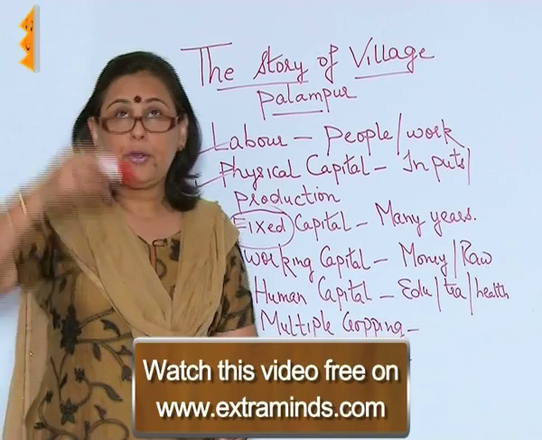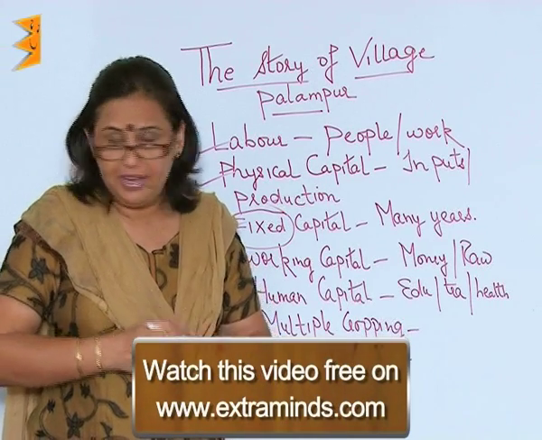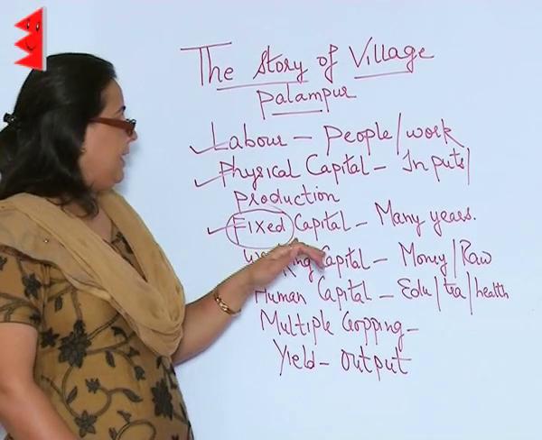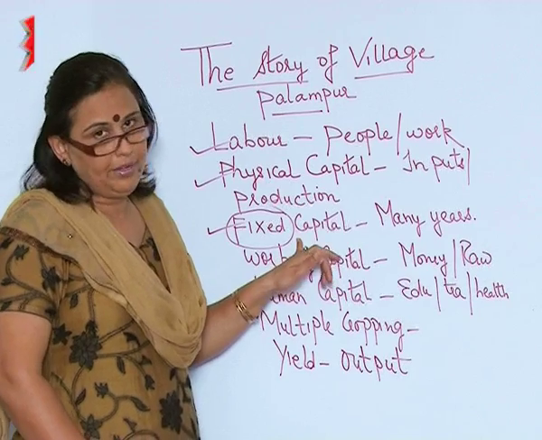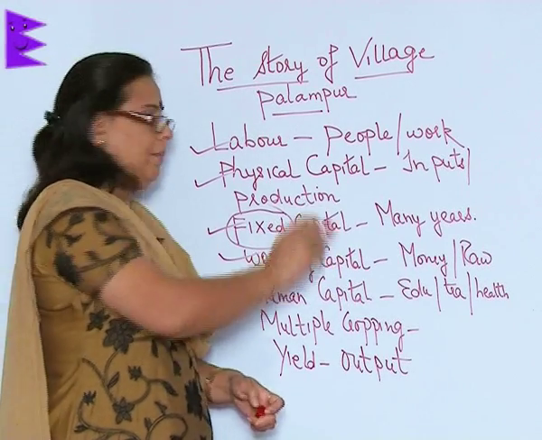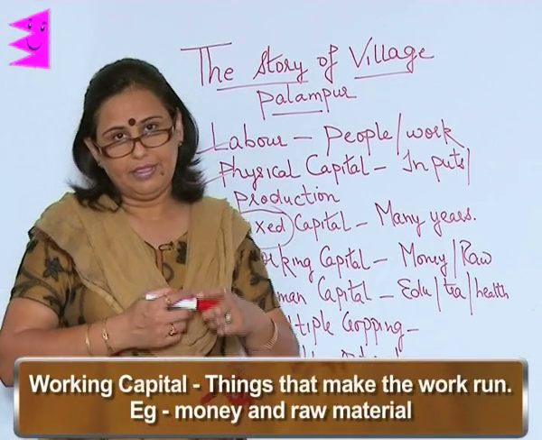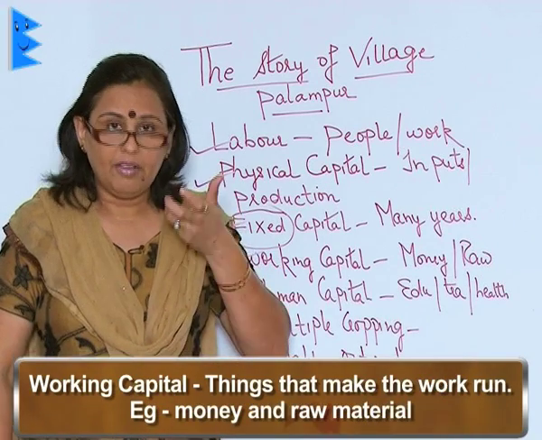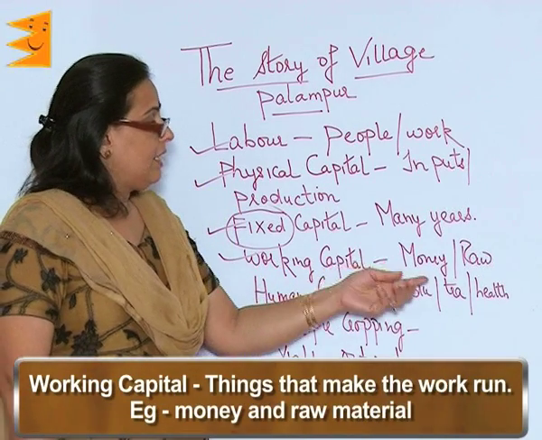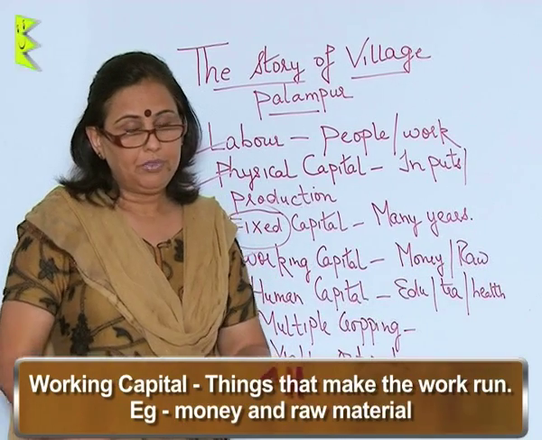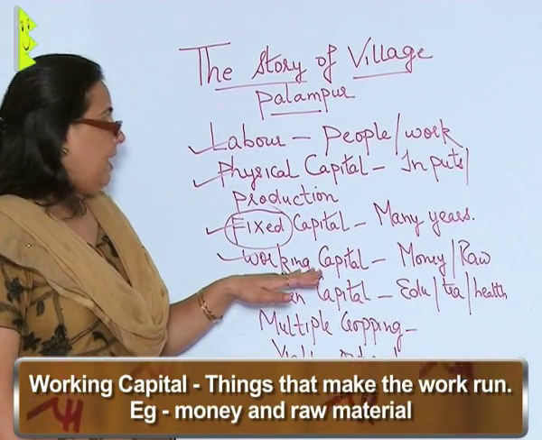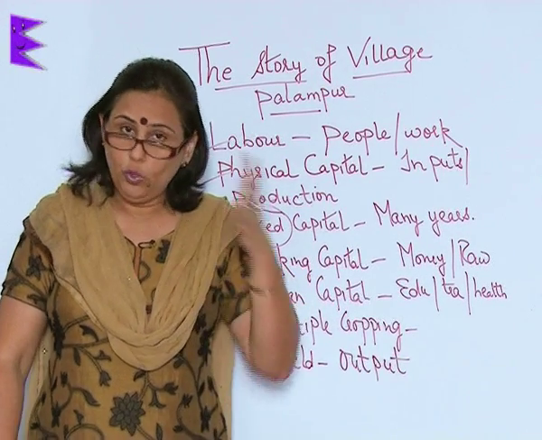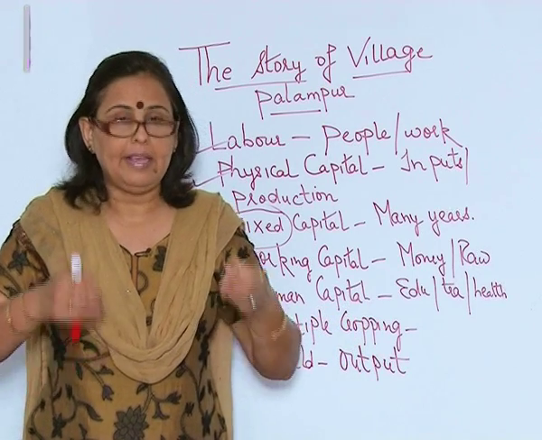For example, it could be a building, it could be the furniture of a production unit, that is termed as fixed capital. Next is working capital. Now, working capital, the name itself suggests something that makes the work run. And of course, money and raw material are the two things which can be categorized as working capital. Because if you do not have money, then nothing can run.